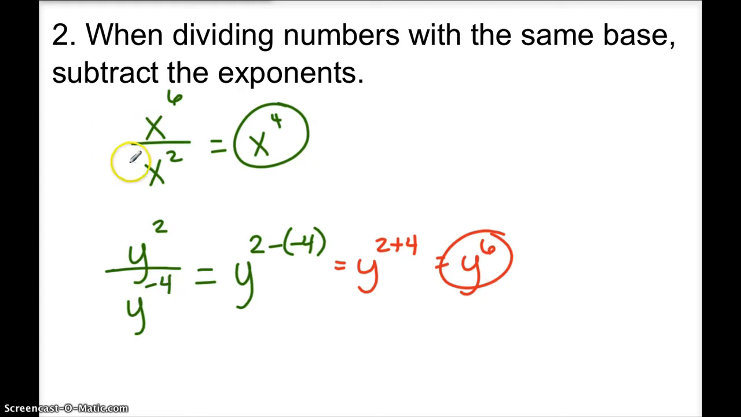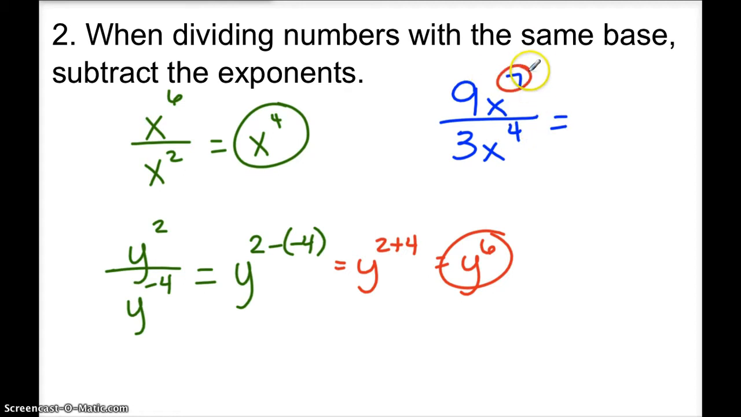And again, if we have a number in front of these, so let's say we had 9x to the seventh over 3x to the fourth. Okay, we still subtract the exponents. So 7 minus 4 is 3, so that would be x to the third. But with the whole numbers out front, we have 9 over 3. Well, 9 divided by 3 is 3, so you just go ahead and do the division there. So 3x cubed.